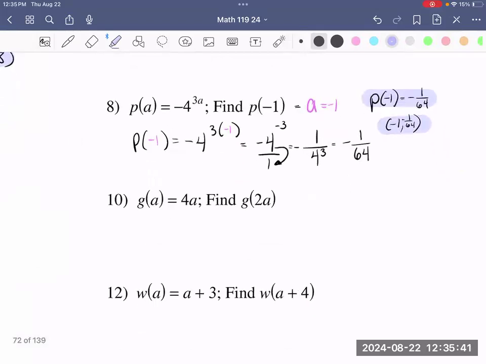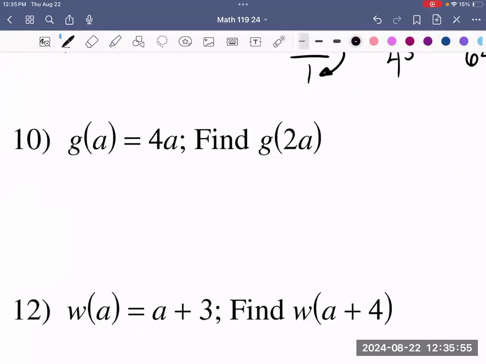Now let's take a look at number 10. So number 10 is ever so slightly different, because now we're not just looking at numbers to put in, but instead we might do a variable or a whole term or even a bi or trinomial. So this is saying, okay, replace A with 2A.